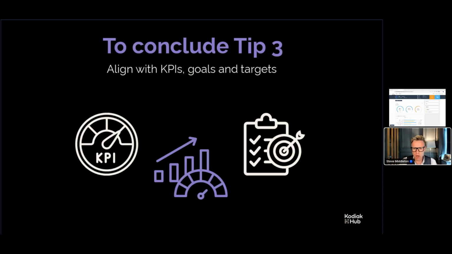So to conclude on this tip, tip 3, align with KPIs and goals. Start with the end in mind. And then really it's about just being crystal clear of what KPIs you're measuring and what you're willing to accept as an organization.